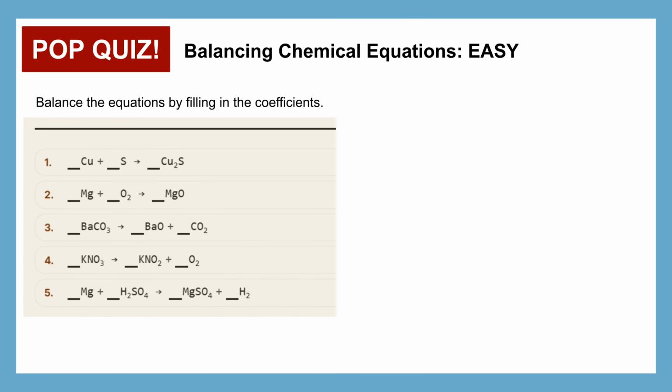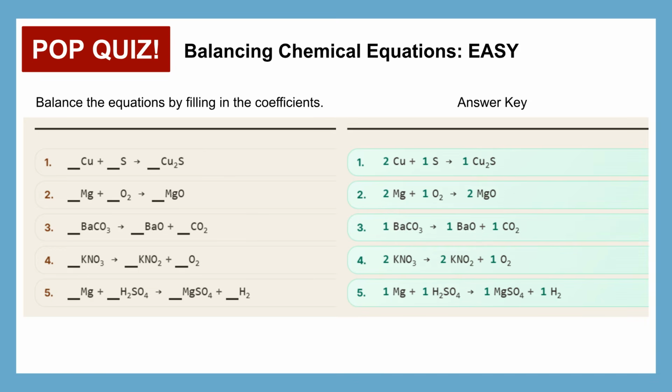We will practice balancing 5 simple equations by finding the correct coefficients to conserve the atoms on each side. If you look at the answer key, you can see how the coefficients work. For example, in the first reaction, we need 2 copper atoms to react with 1 sulfur atom to produce copper sulfide. In the second reaction, we must place a coefficient of 2 in front of both magnesium and magnesium oxide to balance the oxygen. The fifth reaction with magnesium and sulfuric acid is already balanced, meaning all coefficients are 1. This practice is like solving simple math equations to build your confidence.